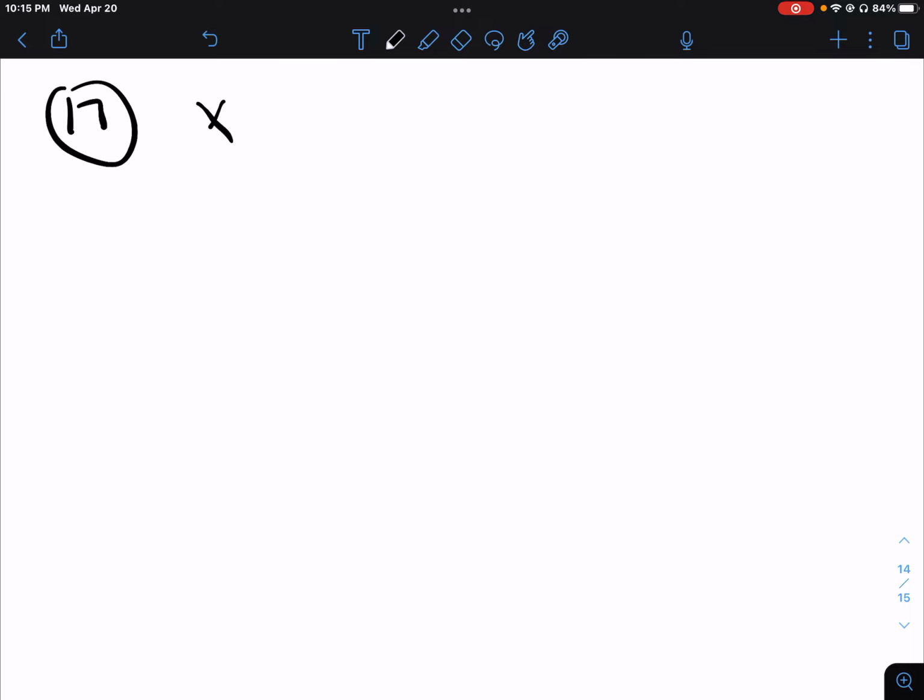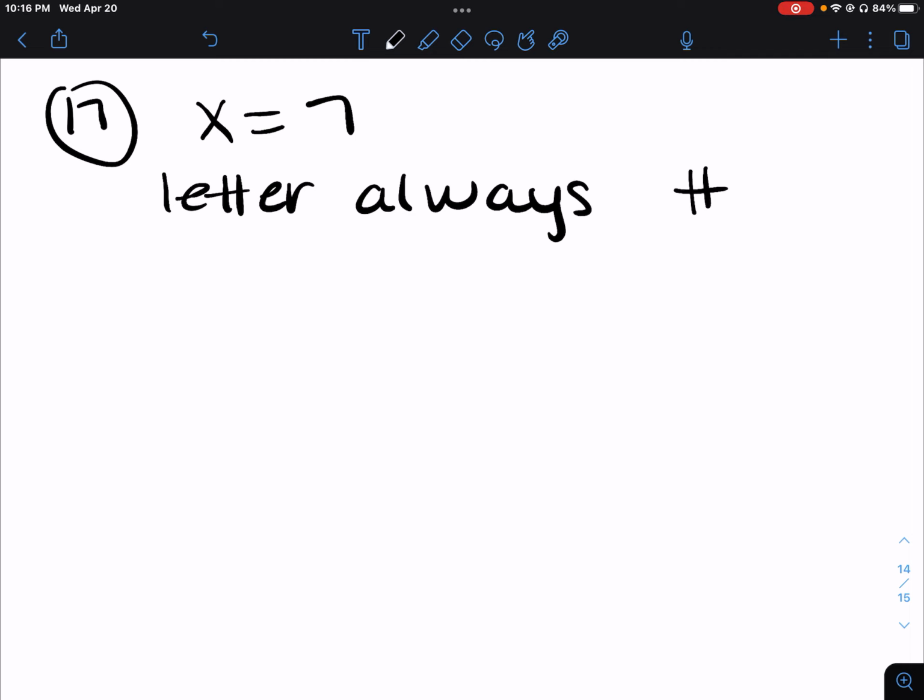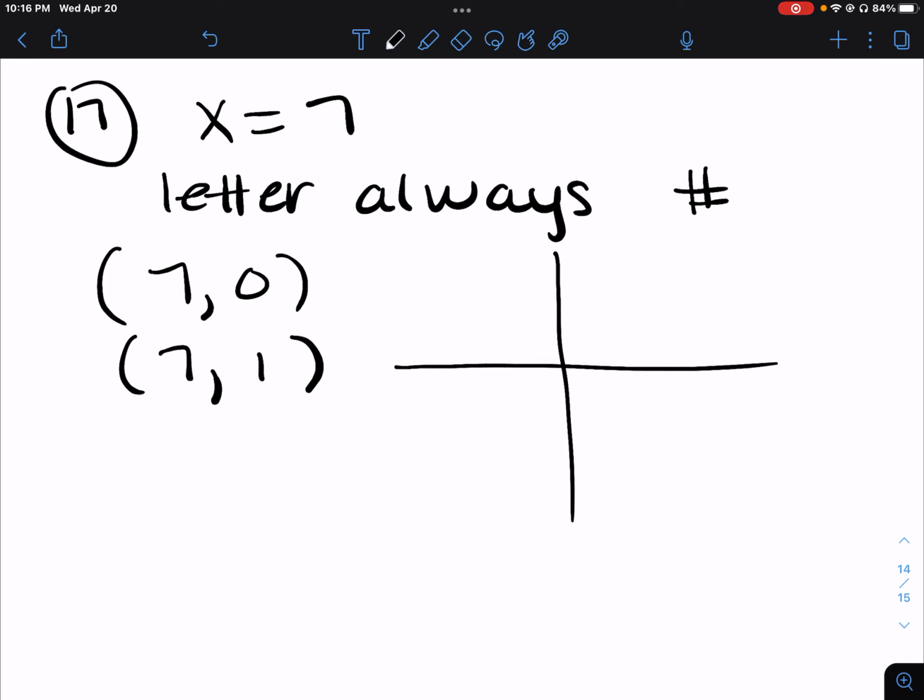Okay, 17, x equals 7. When there's only one letter, that means that letter is always that number. Okay, so that means all our points have 7 where the x is. Y can be any number because x is always 7 and y is not in the equation.